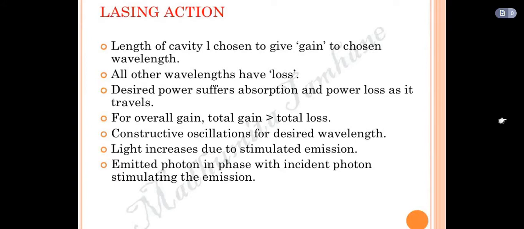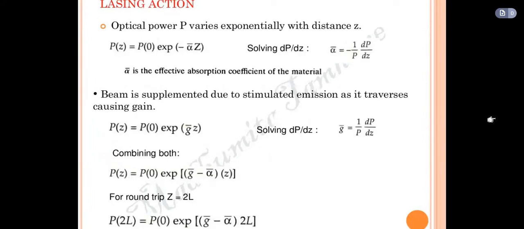The light increases due to stimulated emission, because laser takes stimulated emission. If you do have spontaneous emission, that is taken care of first, then later it moves to stimulated emission. Clear?